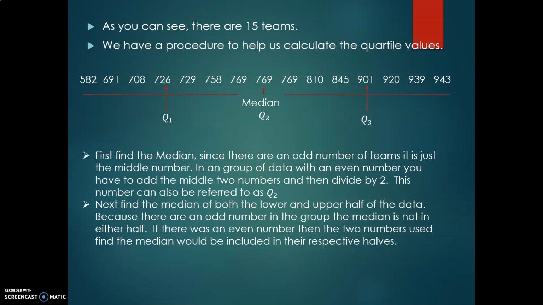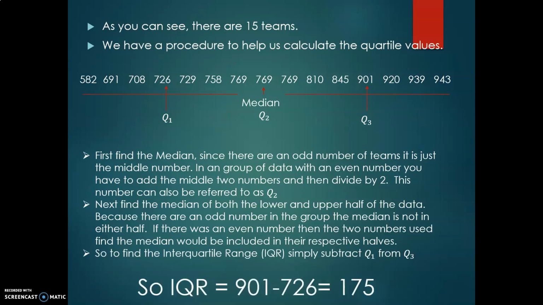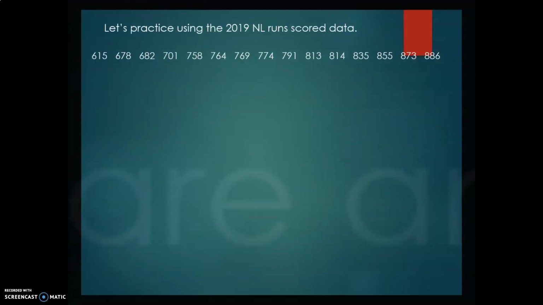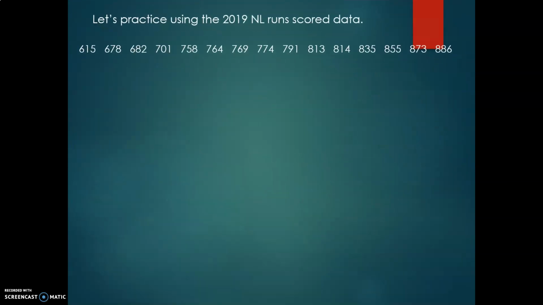Now if we're looking for the interquartile range, what's the range from Q3 to Q1? Or vice versa. Then we simply subtract Q1, because it's the smaller one, from our larger one, which is Q3. And in this case, we get that the range is 175 runs. So I'm going to give you a second. Go ahead and hit pause, and figure out what Q1, Q2, Q3 and the interquartile range are for the NL.